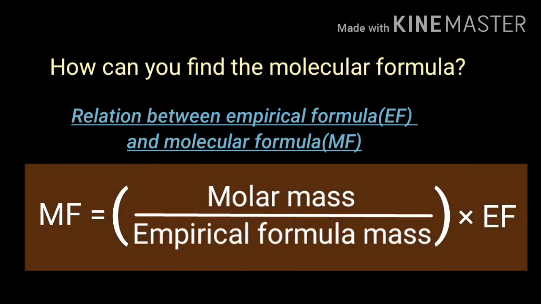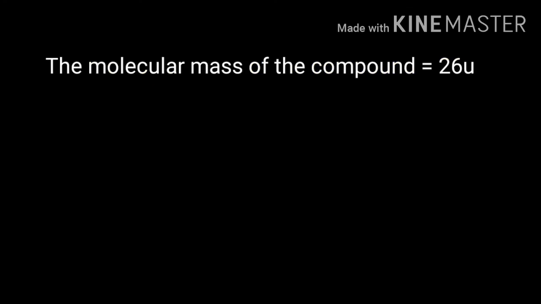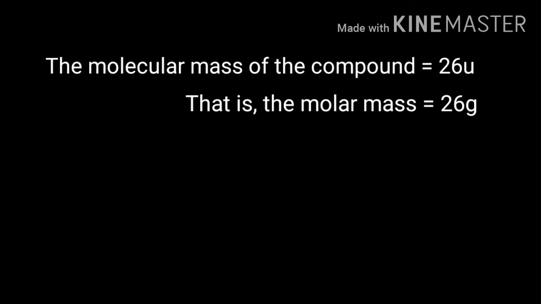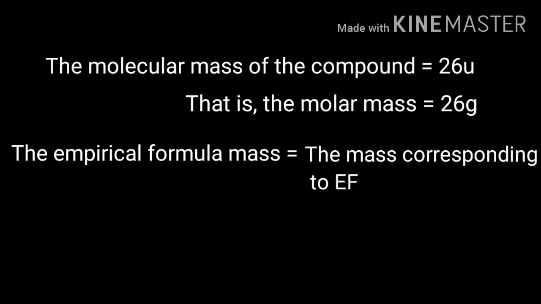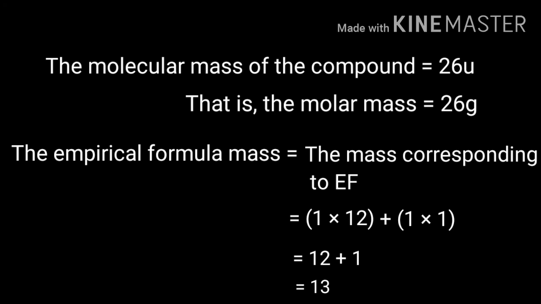This can be explained by using the same example. Suppose the molecular mass of this given compound is 26 U. Therefore, its molar mass is equal to 26 gram. What is the empirical formula mass of this compound? It is the mass corresponding to empirical formula. That is, a value obtained by adding masses of one carbon atom and one hydrogen atom, which is equal to 12 plus 1 equal to 13.